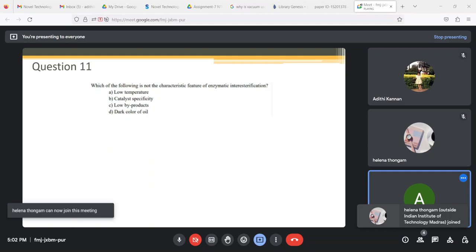Okay, so in an interesterification process, you have the glycerol backbone of the triglycerides intact, but the functional groups will keep swapping. So from R1 you can change it to R2, from R2 you can change it to R3. The relative position of the side chain functional groups will be swapped or changed. So that is what happens in an interesterification process.